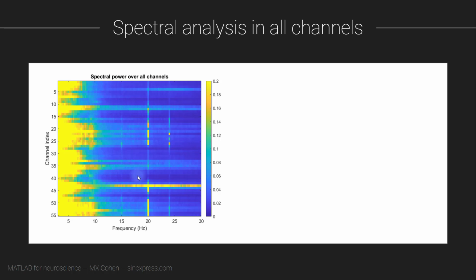This is a pretty neat way of visualizing the data because we get to see all of the channels, so the power spectrum from all of the channels at the same time. On the other hand, this y-axis here is arbitrary. These are just the order in which the channels appear in the data matrix.